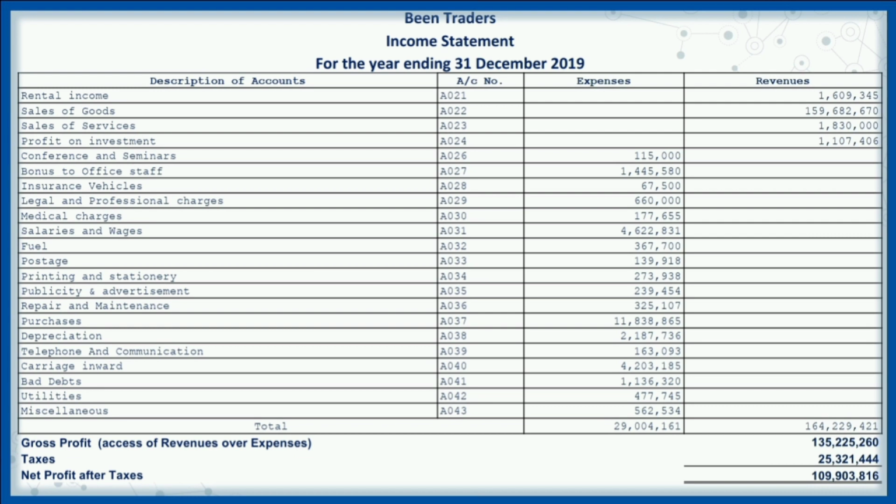Then, we make the total of both columns of revenues and expenditure as shown in the example. After that we calculate the difference between revenues and expenditures. If the revenues are more than the expenditures we record the difference as gross income. Or the loss if vice versa. Then we record the taxes paid or payable, and hence we get the net income after taxes that can be transferred to the retained earning account in the balance sheet.